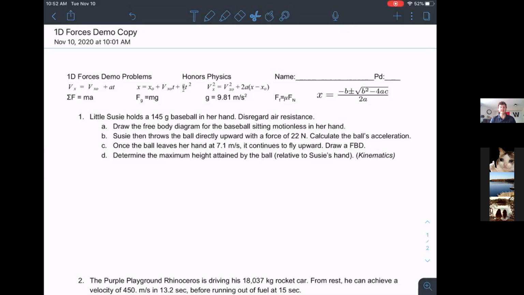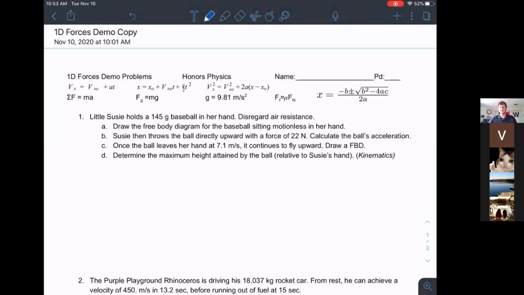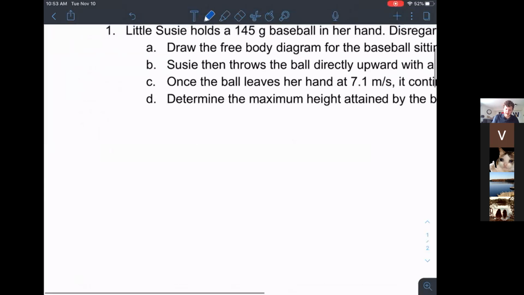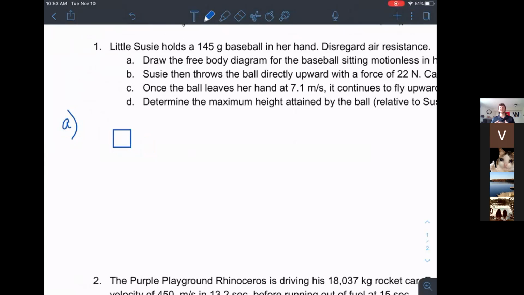So for part A, it says we're drawing a free body diagram of a baseball sitting motionless in her hand. So when we draw free body diagrams, what is the first thing we have to draw? A square. A square, perfect. So for A, let's all draw a square. Lovely square. And we have to draw forces to go on that square. So we have to draw those magnitudes or vectors to show magnitude and direction of these lovely forces. And so if there is a ball sitting in her hand, just like my calculator sitting in my hand, what forces are acting on it?